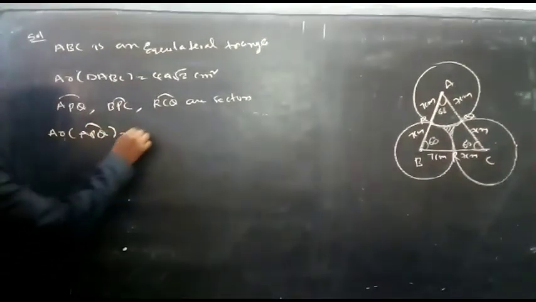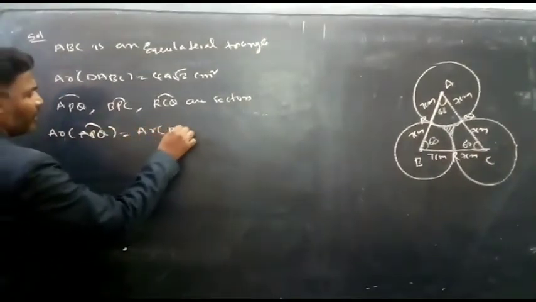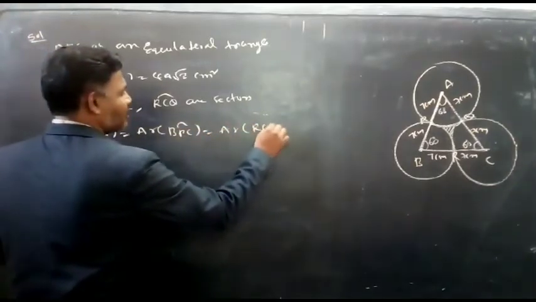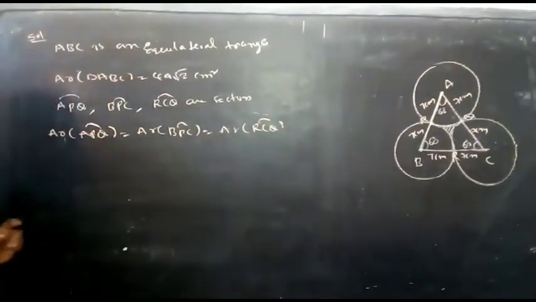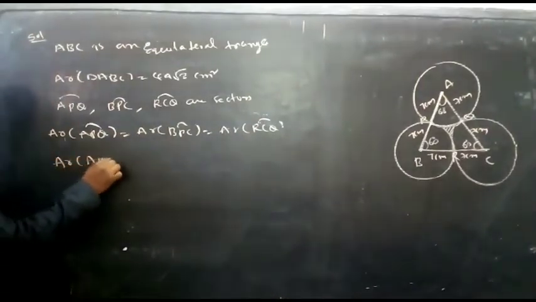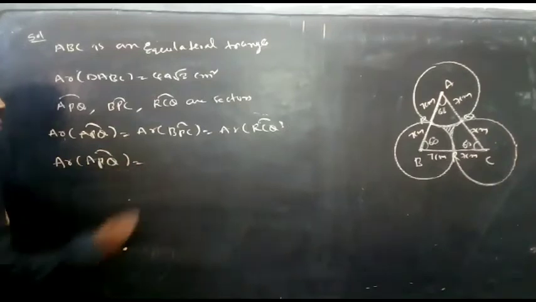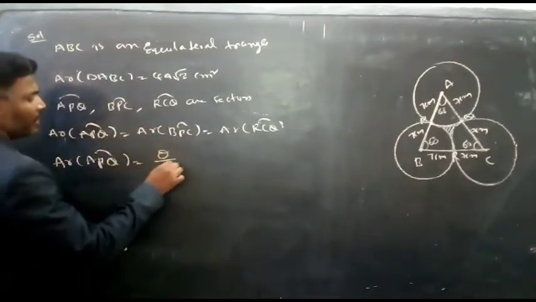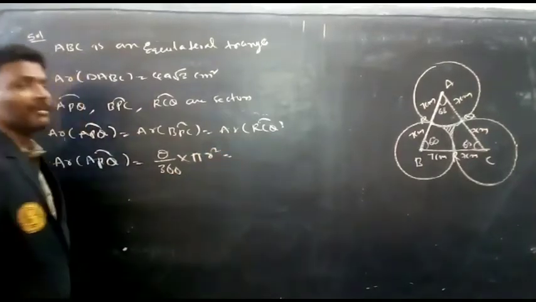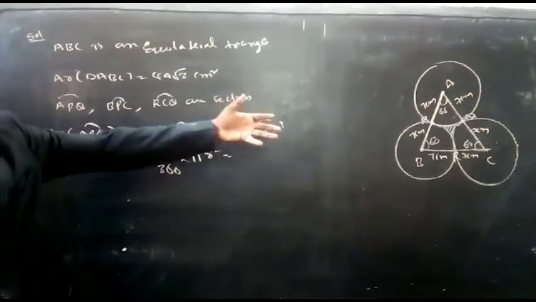So what do we get here? Area of APQ sector is equal to area of BPC sector is equal to area of RCQ sector. To find the area of a sector, we have a formula. Area of APQ sector is equal to theta by 360 into pi r square. Theta means angle. Here, what is the angle? 60 degrees.